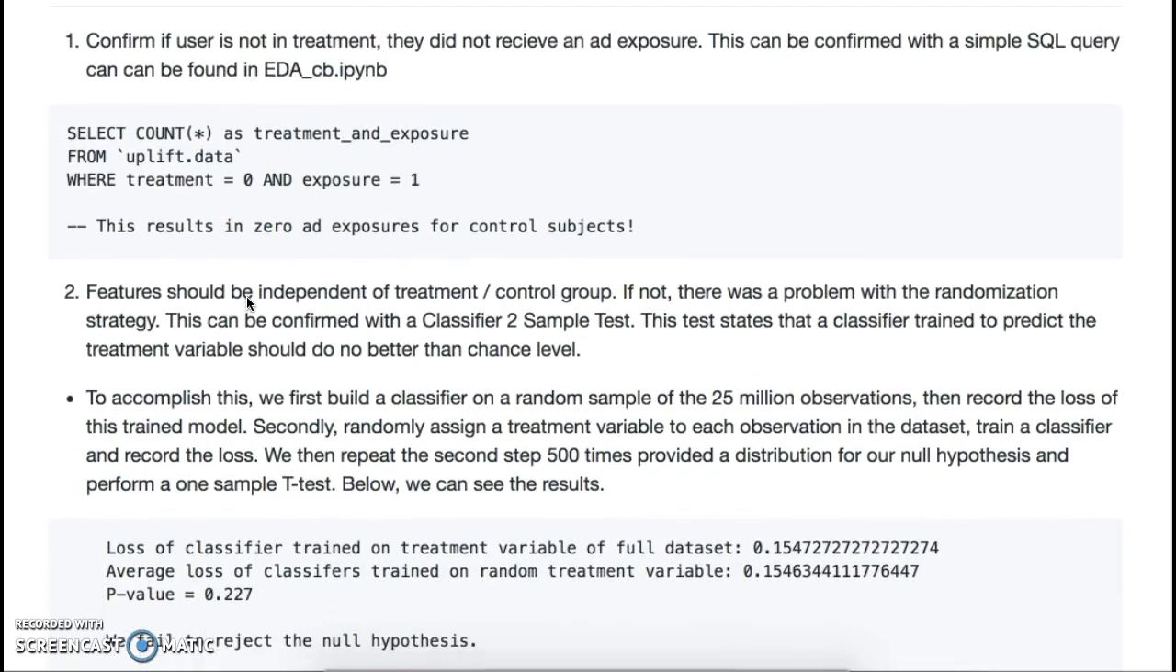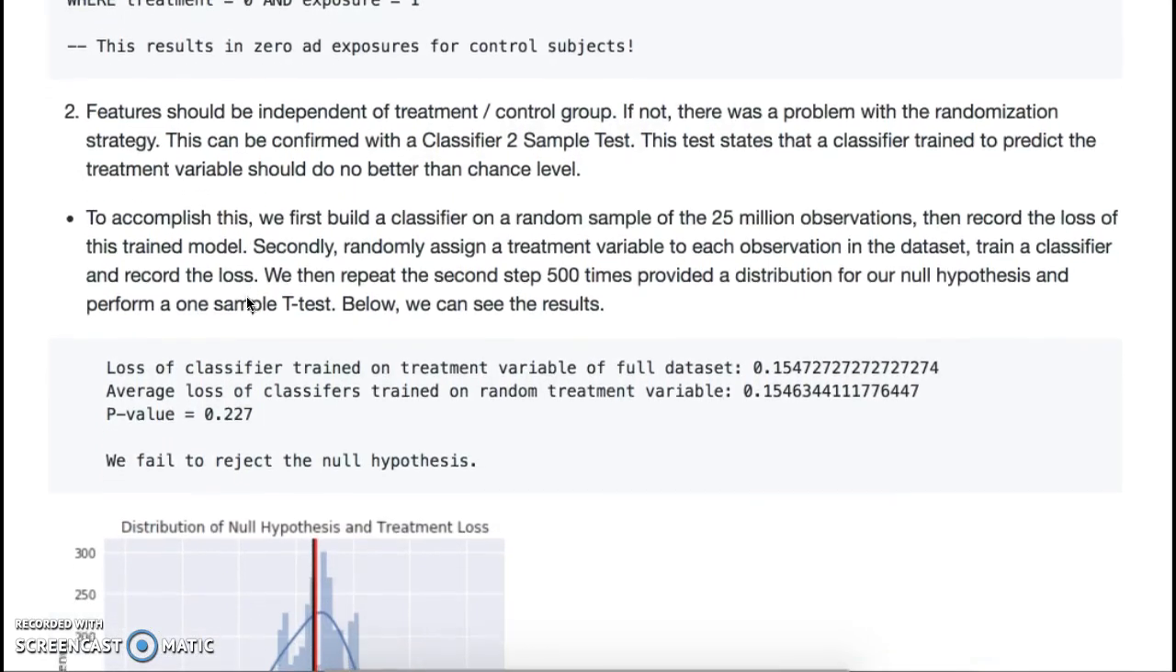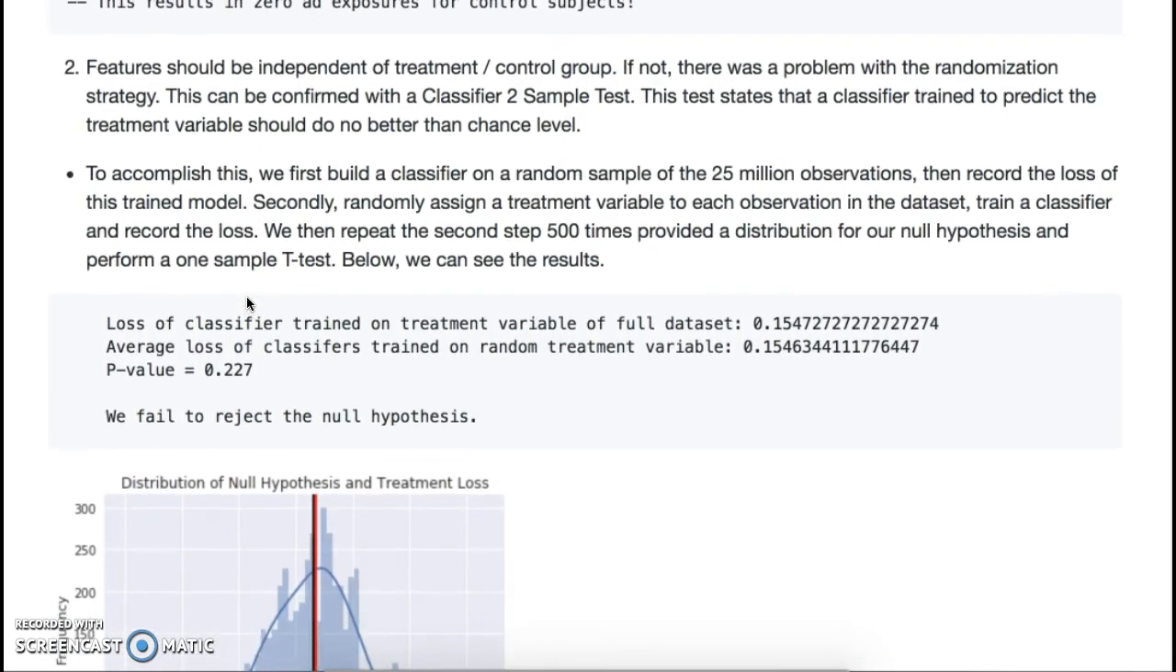Moving forward, the next point is to make sure that the features that we're going to use to predict the outcome, which is conversion, are evenly distributed throughout the test and control group. In order to accomplish this, we're going to be performing a classifier 2 sample test. Basically, what this does is you train a classifier on the treatment variable. Again, it's a binary variable, 0 if it's the control and 1 if it's the treatment. Once you train that classifier, you record the loss of that classifier. And the idea is that the loss of this classifier should be no better than a random classifier.